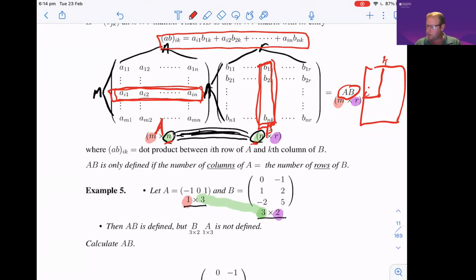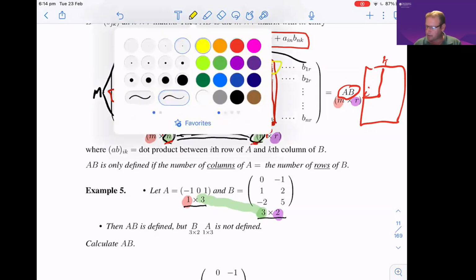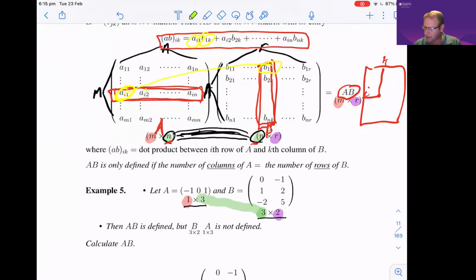And what we do is take A_i1 and B_1k, multiply them. And then, in a slightly different color, we take A_i2 and B_2k, these two guys there, and multiply them. And we multiply, and add, and we're going to get this entry. That's how we're going to do it. So that's the most basic way to look at matrix multiplication.